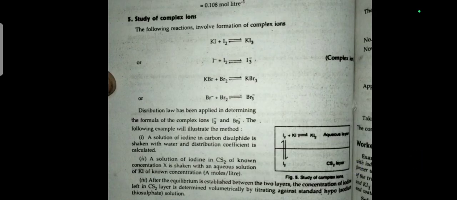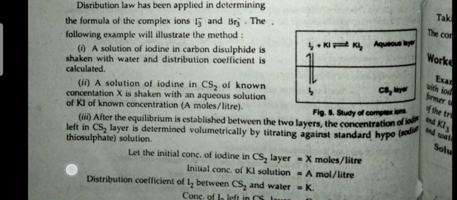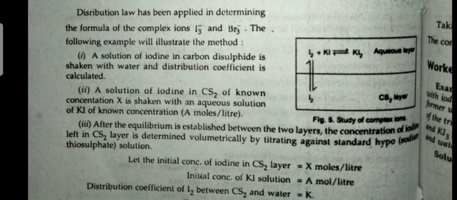Study of complex ions. The following reaction involves the formation of a complex ion: KI + I2 gives KI3. Distribution law has been applied in determining the formula of the complex ions I3 negative and Br3 negative. The following example will illustrate the method. A solution of iodine in carbon disulfide is shaken with water and the distribution coefficient is calculated.